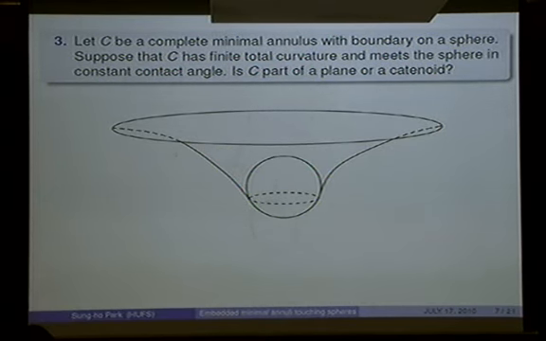So the last problem is about complete minimal surfaces. Let C be a complete minimal annulus with boundary on a sphere. Suppose that C has finite total curvature and meets the sphere at constant contact angle. In this case, I suppose that the contact angle is 0, but I may suppose a non-zero constant contact angle. Anyway, I may ask whether C is part of a plane or part of a catenoid.